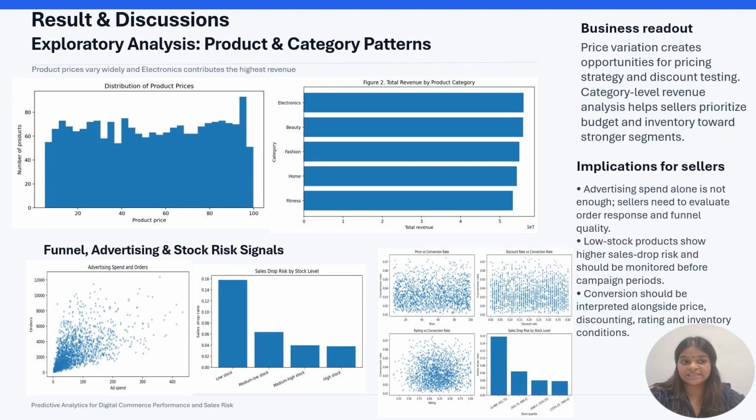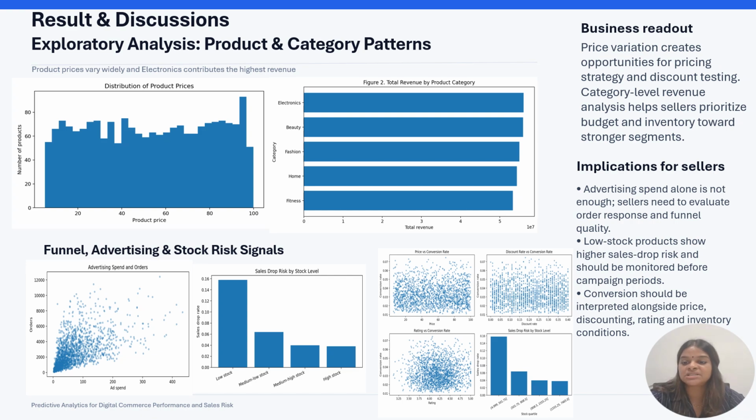Let's move to results and discussion. Exploratory analysis, product and category patterns. In the exploratory analysis stage, I examined product categories, pricing patterns, and revenue performance. The purpose was to understand which categories contribute most to the total revenue and how product level performance differs across the dataset. The analysis shows that electronics was the top category by total revenue. This stage also helped identify the overall distribution of pricing and conversion behavior before moving into predictive modeling.